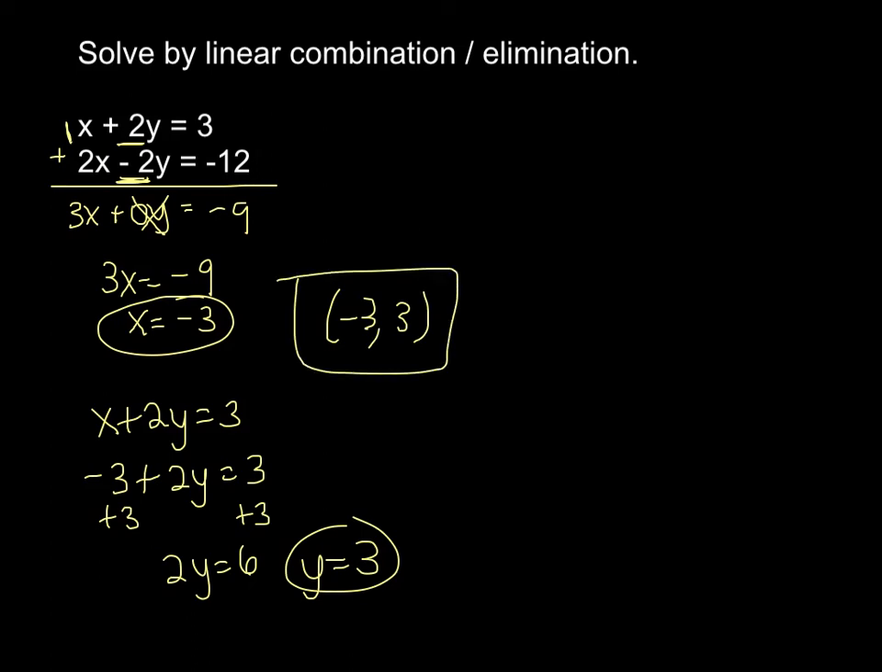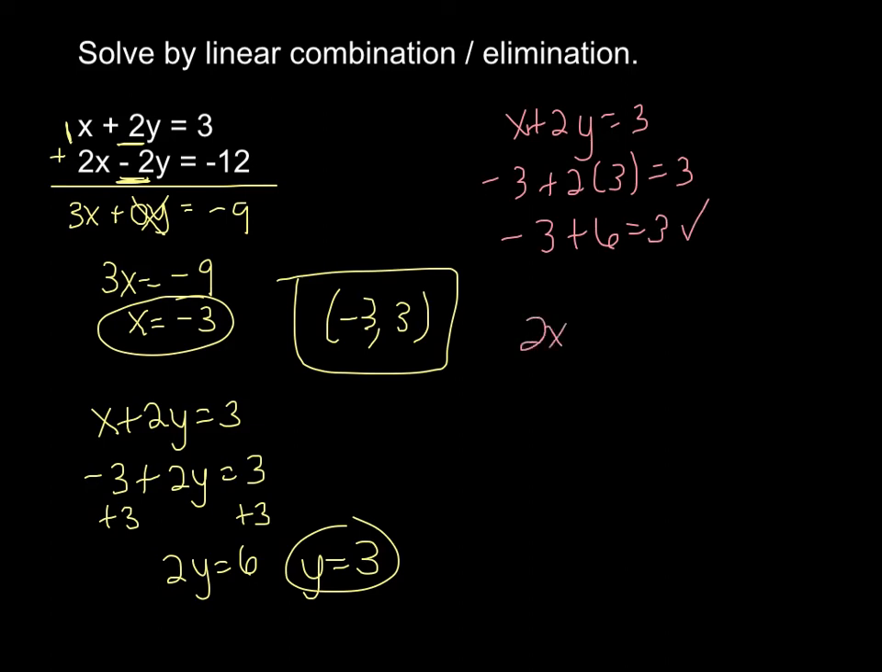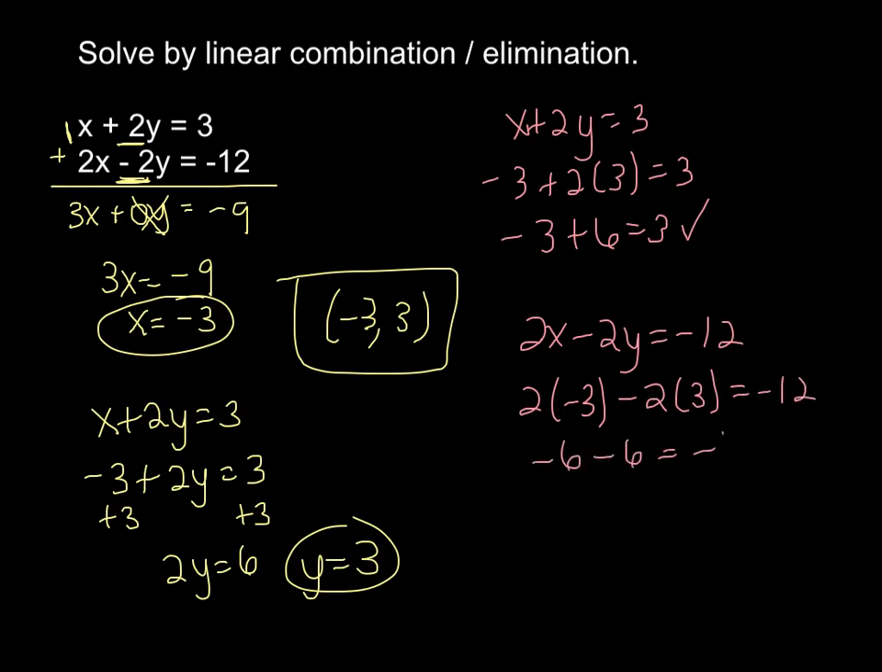Let's just do a check to make sure. So x add 2y is equal to 3. -3 add 2 times 3 is equal to 3. I get -3 add 6 equals 3. That's true. My second one is 2x minus 2y equals -12. So 2 multiplied by -3 minus 2 multiplied by 3 equals -12. This gives me -6 subtract 6 equals -12. Be careful, this is plus a negative, so I get -12 equals -12. Yes, and that worked out.